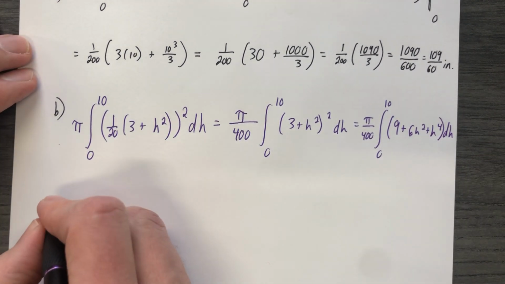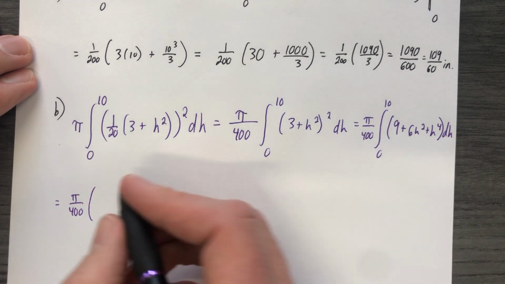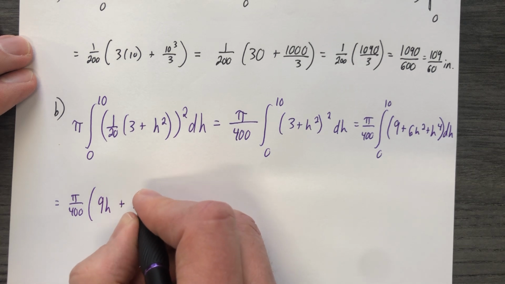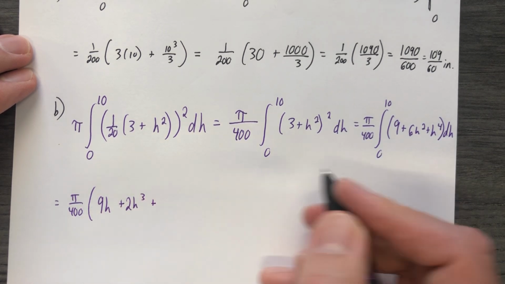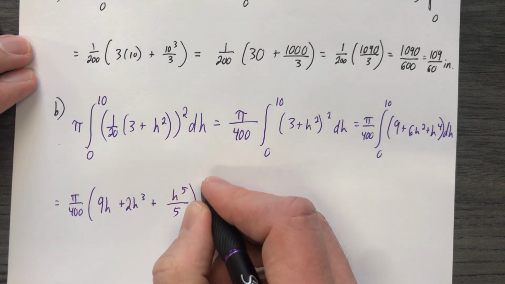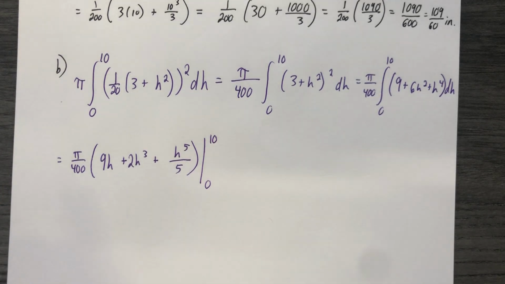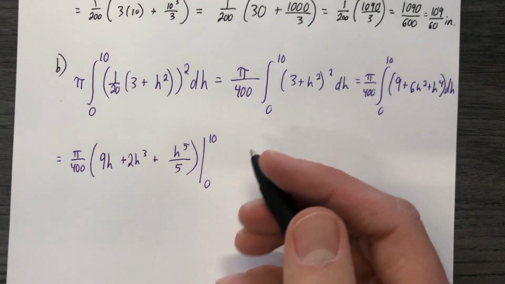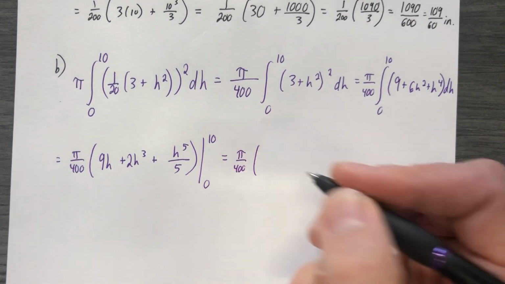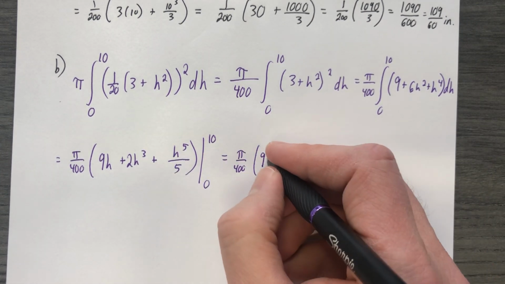And we're going to keep on going with that. So we have pi over 400. And then antiderivative of 9 is 9h. Antiderivative of 6h squared is h cubed, but that'd be a 2 in the front there. And antiderivative of h to the 4th is h to the 5th, divided by 5. And we have antiderivatized. We're going to go from 0 to 10. Plugging in a 0 into this polynomial will basically just give us 0, so that changes nothing. So we're just going to keep on moving. Pi over 400, we have to do this by hand. Don't stop here, okay? 9 times 10, so 90.